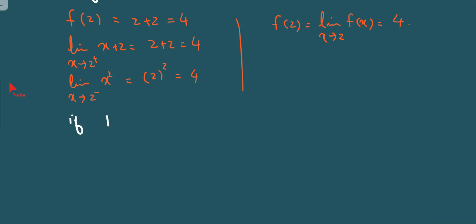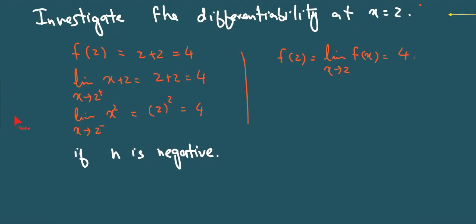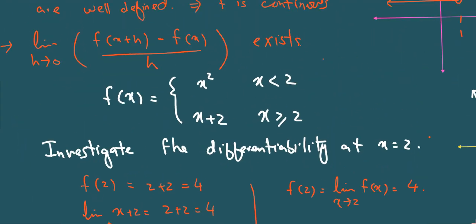If h is negative, now think, if h is negative, this term x plus h will be lesser than x, right? Because we are subtracting something from x. So the term will be on the left side of x, right? Is it clear? So that means in that case, we have to work with x squared.